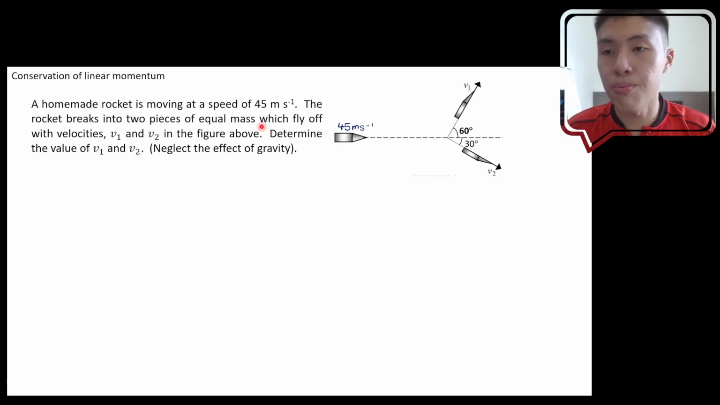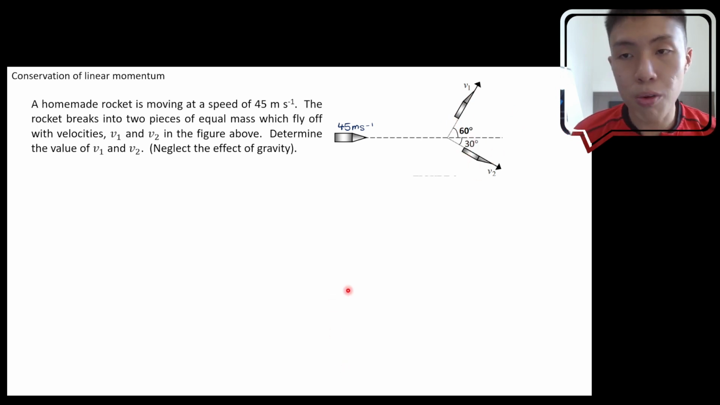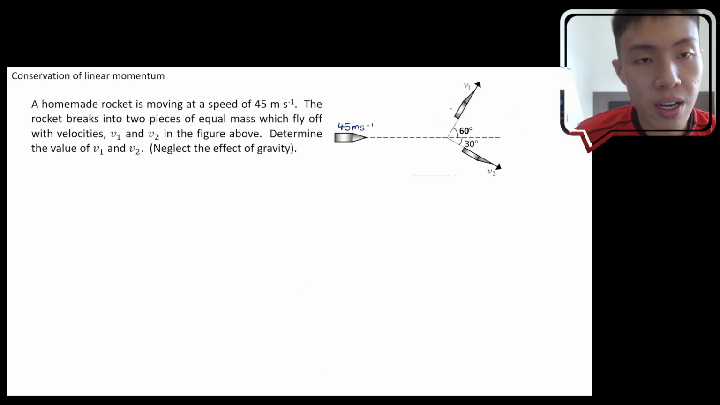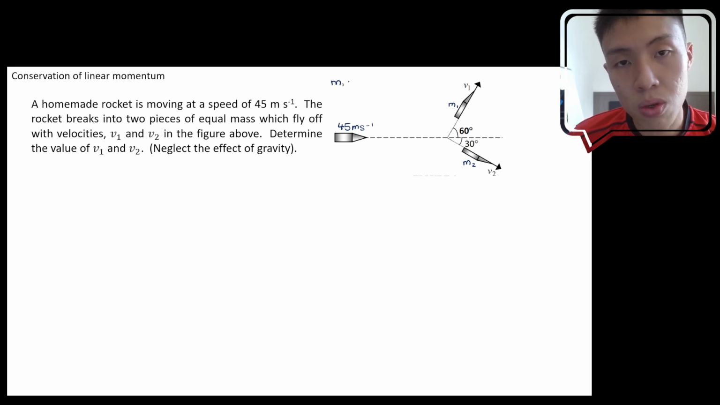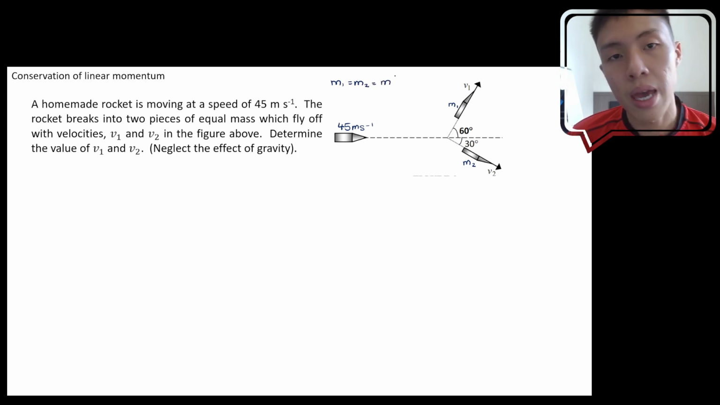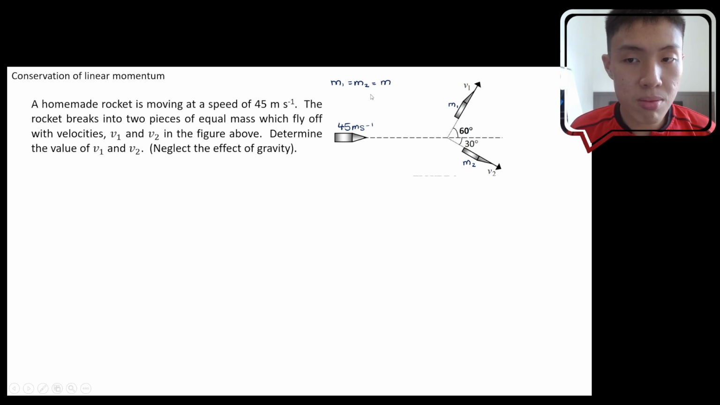The rocket breaks into two pieces of equal mass. So right now, this is half of the rocket and this will be another half of the rocket, and they should both have the same mass. So to write it down, I'll call this M1 because they label V1 over here. They label V2 over here, so this will probably be M2. And I would like to state that M1 here will be equal to M2 because they are equal in mass. Therefore, they should be equal to M. M is just a general term to say that they have the same mass. That's why we can represent them with the same symbol, which is M.